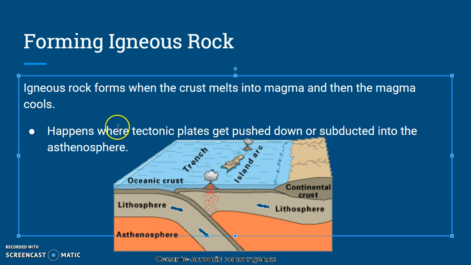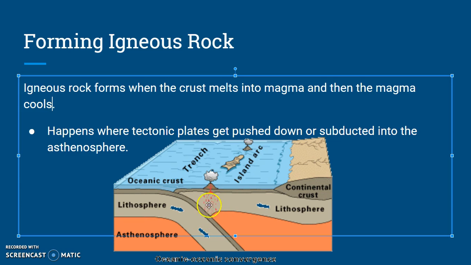So where does it happen? It happens where tectonic plates get pushed down or subducted into the asthenosphere. Right here you have two tectonic plates colliding with each other, and this tectonic plate over here is getting pushed under. It's being subducted. We're going to learn some more about that in the next week or so. And when this plate gets pushed down, the lithosphere gets down into the asthenosphere. It's very hot, and the rocks from the lithosphere start to melt, and they form magma. When rocks completely melt, that is how igneous rock is formed.